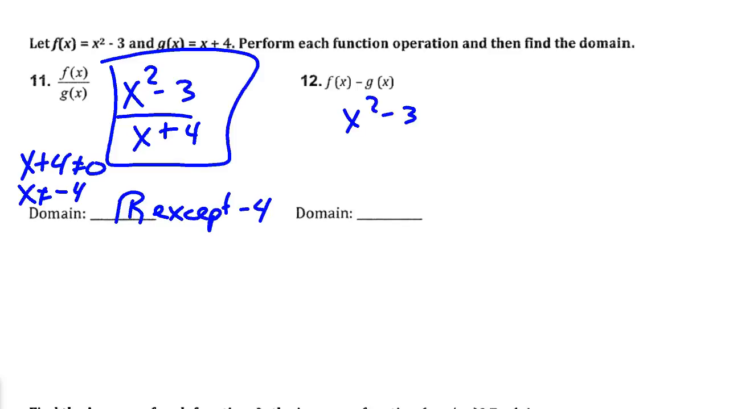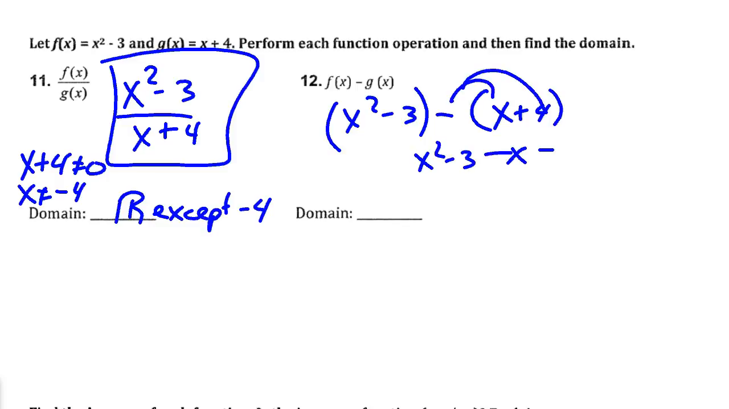Main thing to remember when you're subtracting is you've got to subtract the whole quantity. So you have to subtract not only the x, but the 4. You've got to distribute that negative. Add like terms, combine like terms. There's my answer.